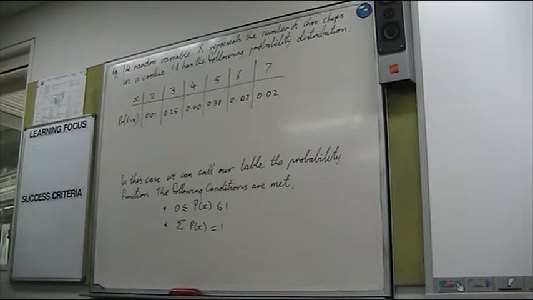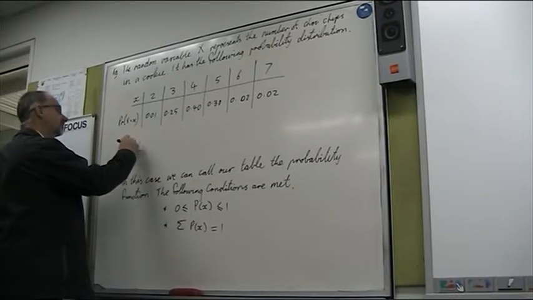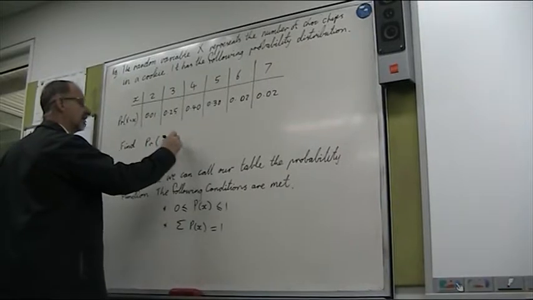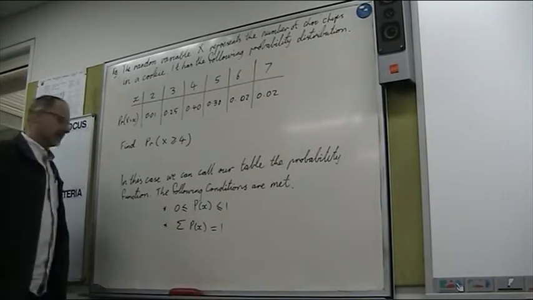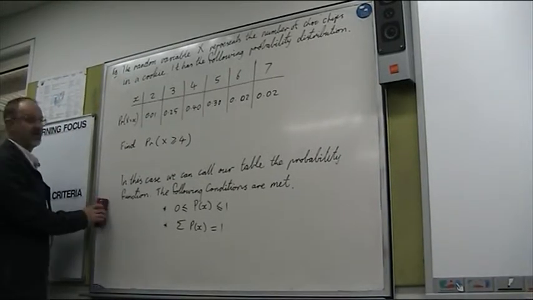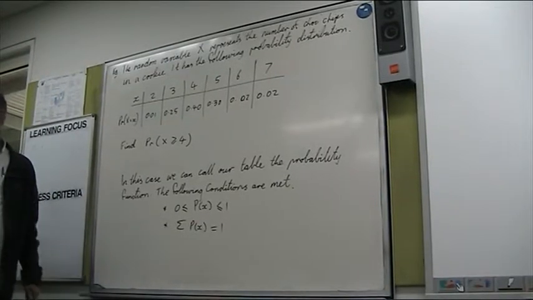So now we've got that, we can find a whole bunch of different things. I'm just going to do one example. We might be asked to find the probability that X is greater or equal to 4. So what's the probability, when you pick your chocolate chip cookie out of the bag, that your cookie's got 4 or more chocolate chips?